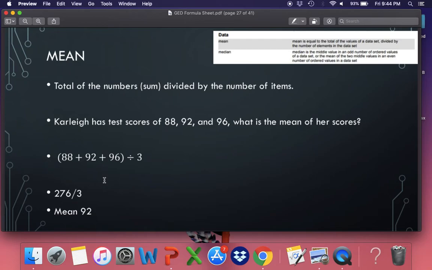So here's your example. Carly had test scores of 88, 92, and 96. What is the mean of her scores? So you add them up, 88 plus 92 plus 96. And there were 3 of them, so you divide by 3. So 276 divided by 3 will give you a mean, or an average, of 92.